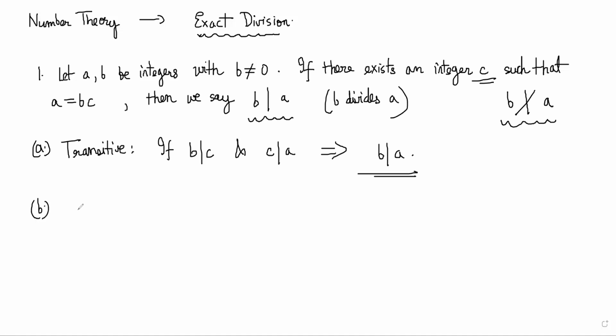Then we also know that if A, B, C are integers and if B divides A and B divides C, then B will divide any linear combination of A and C. So A plus or minus C will be divided by B. This is saying that integers that are multiples of B are closed under addition and subtraction. Basically, if you take any multiples of B, no matter how you combine them, the resulting integer will also be divisible by B. So that is the second property.